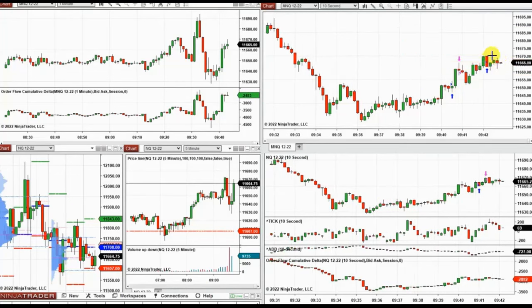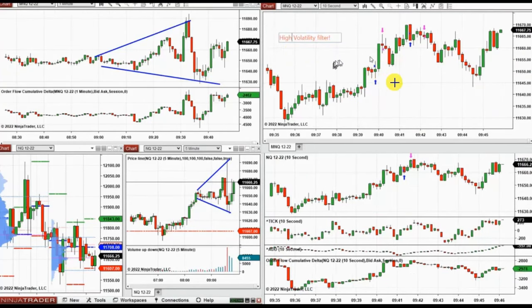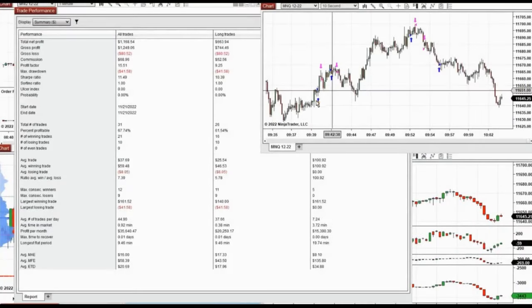This didn't work. So these are the results here. The market became choppy at this point, so I stopped here. Then I took more positions here, some long and shorts.